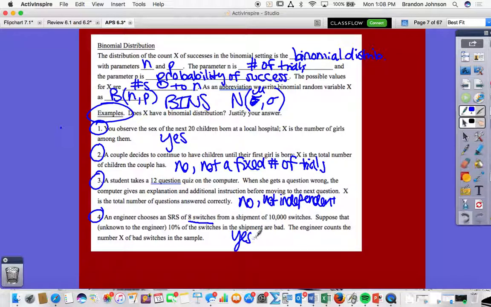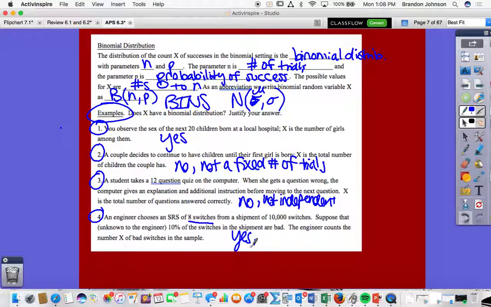Now, some of you may say, did anyone say that this was not independent? Because if I selected 1, it's very similar to what we were talking about earlier. Technically, because there's 10,000, if I took 1 switch away, it would decrease that probability. But there are so many of them that it really doesn't impact it that badly. So we would say that's still yes, that it does satisfy the independence check.